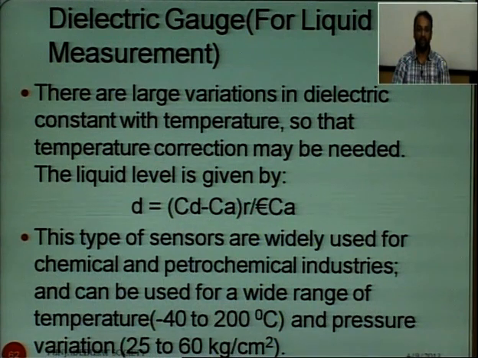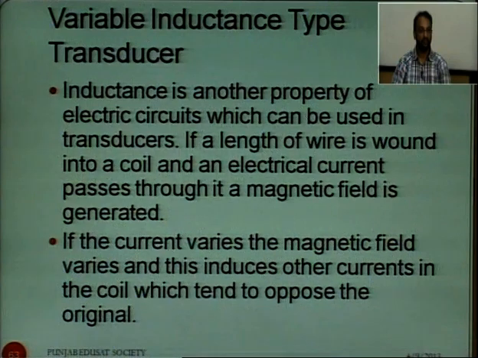The liquid level is given by D equals C D minus C A, times R, divided by the dielectric constant times C A. This type of sensor, or liquid level dielectric gauge, is widely used in chemical and petrochemical industries and can be used for a wide range of temperature, that is minus 40 to 200 degree centigrade, and pressure variation, that is from 25 to 60 kg per centimeter square.